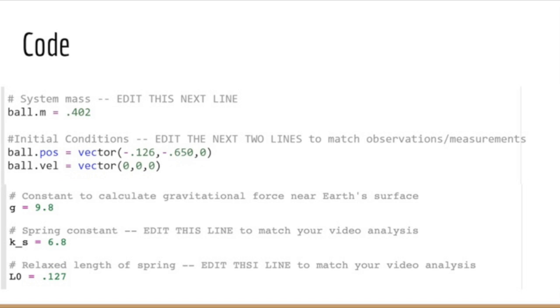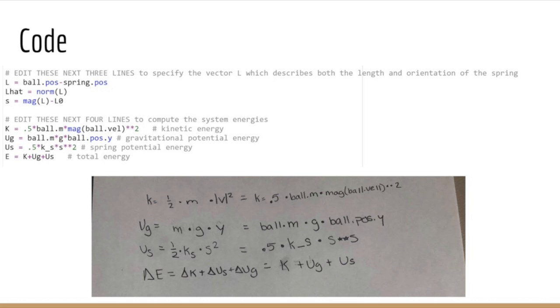I knew the mass to be 0.402 grams, the initial position to be negative 0.126, negative 0.650 meters, and the initial velocity to be 0. Also, I used the gravitational constant of 9.8 meters per second squared, and the spring constant we found to be 6.8, and the relaxed length of the spring was 0.123 meters. From there, I defined my L to be the ball's position minus the spring's position, L hat to be the normal of that L, and S to be the magnitude of L minus L naught.